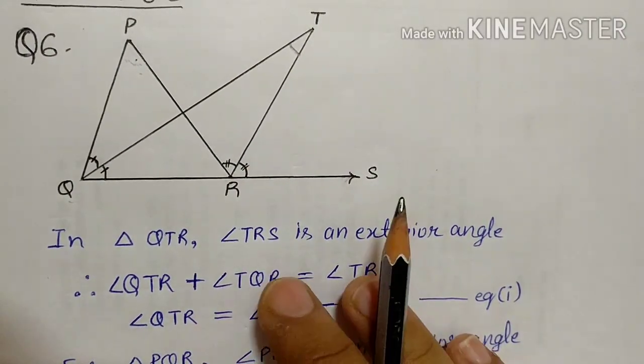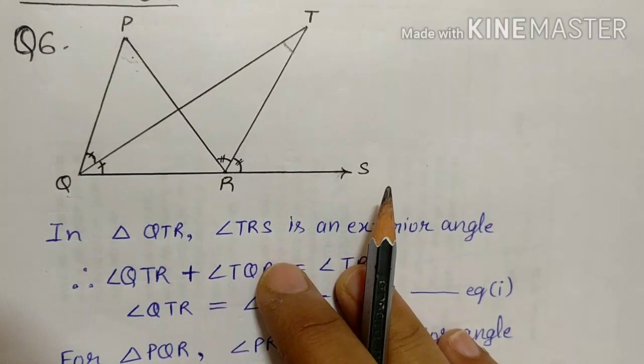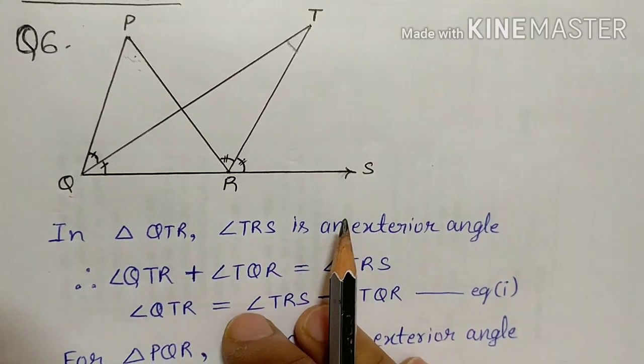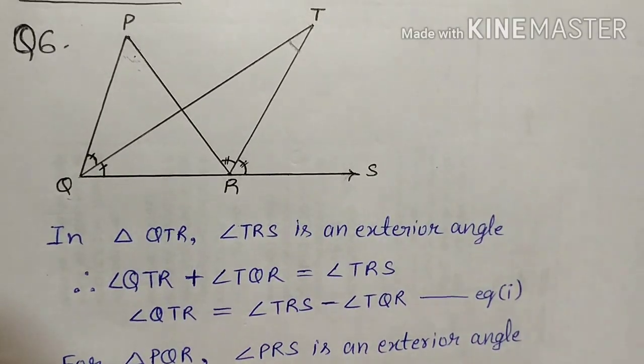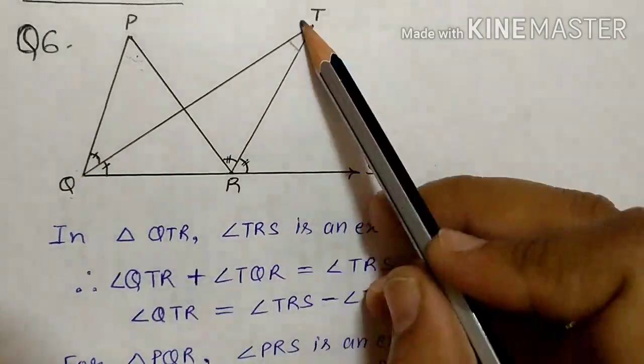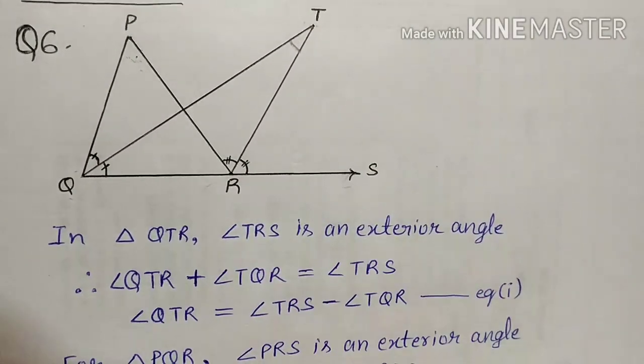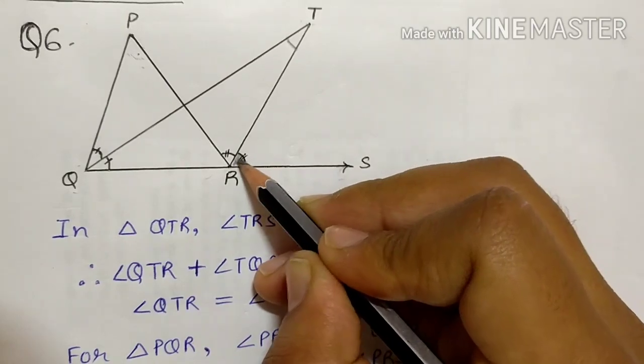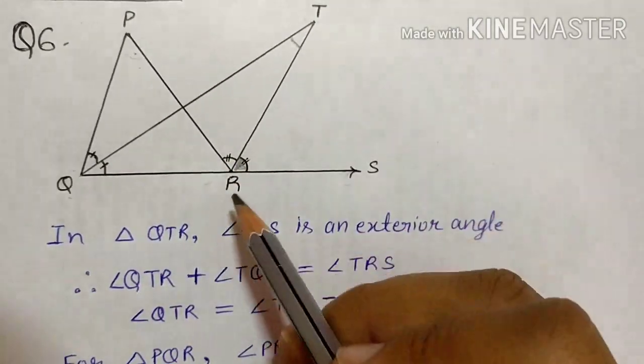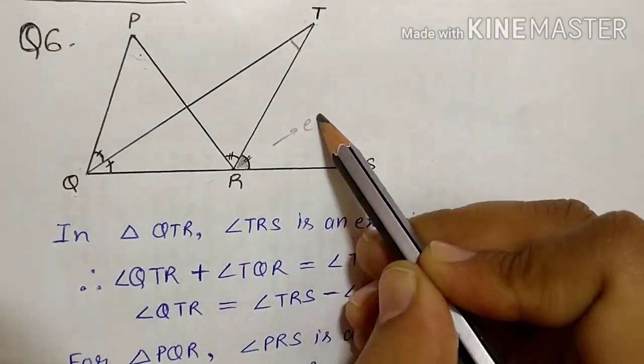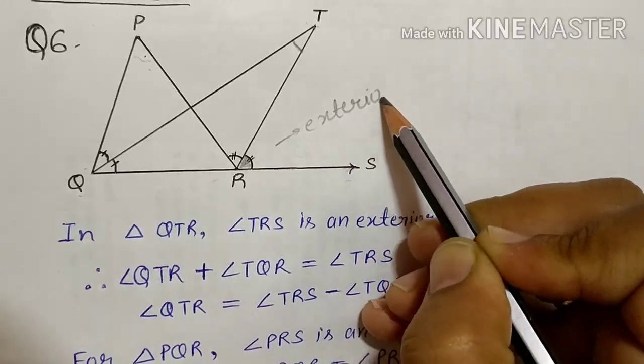Now remember, I have explained that exterior angle property, theorem number 8, is the theorem we are going to use here. So in triangle QTR, TRS is what? Is it an exterior angle or not? For this triangle QTR, TRS is an exterior angle.